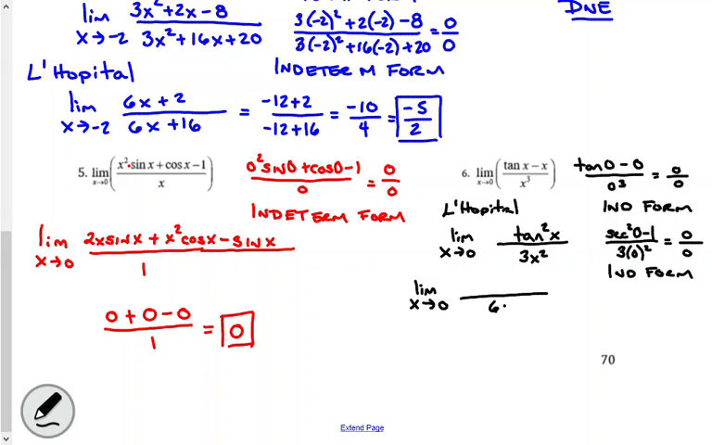So the bottom is 6x now. And then the top will be 2, this is a chain rule, 2 tangent x to the first times secant squared x, right? Okay, and then we plug in 0 and I get 0 over 0, which is another indeterminate form.